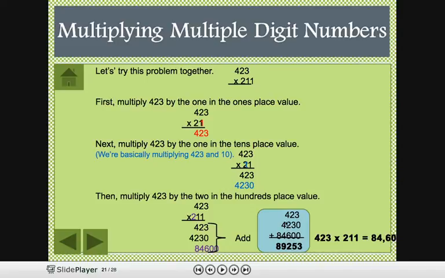So we put down the 2, we're going to carry the 1 up here. So we have 1 plus 4 is 5, plus 4 is 9. And then we have nothing else to add to our 8, so we're just going to bring that down. So our final product is 89,253.